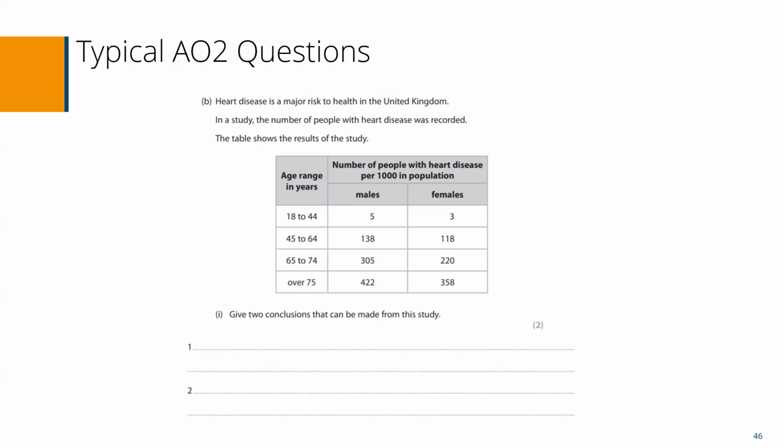So what's going on? In every case, 5, 3, 138, 118, 305, 200, the male is higher. And in every case, the numbers are going up as you get older.